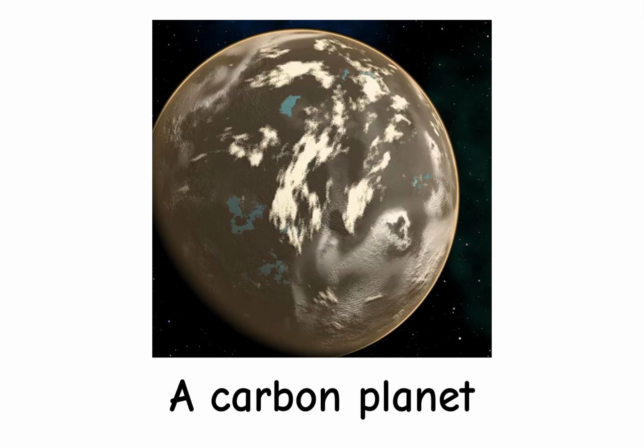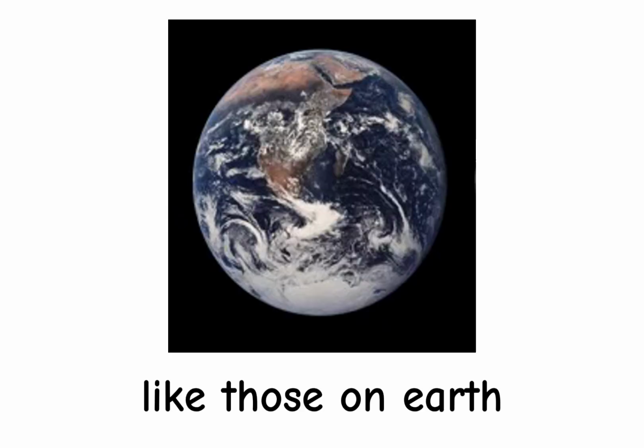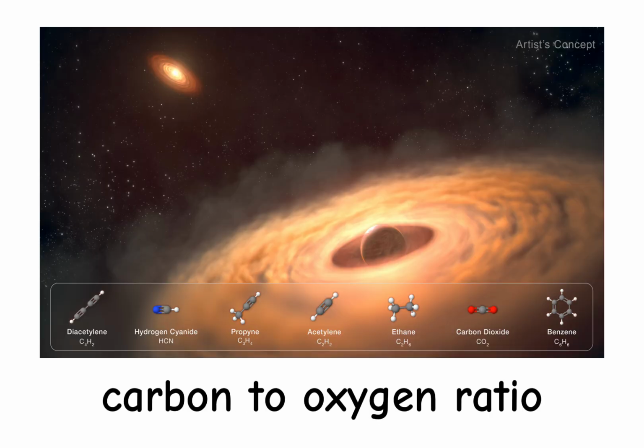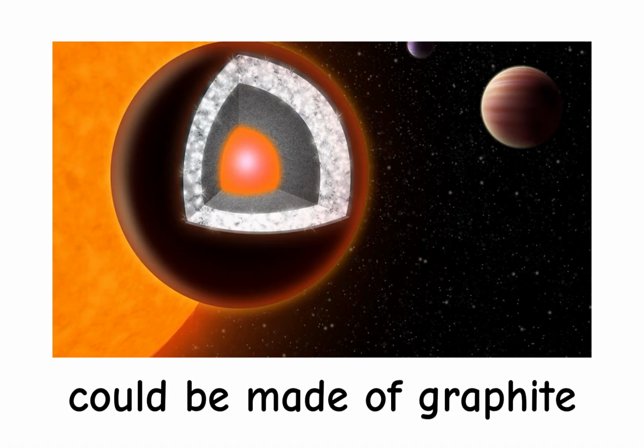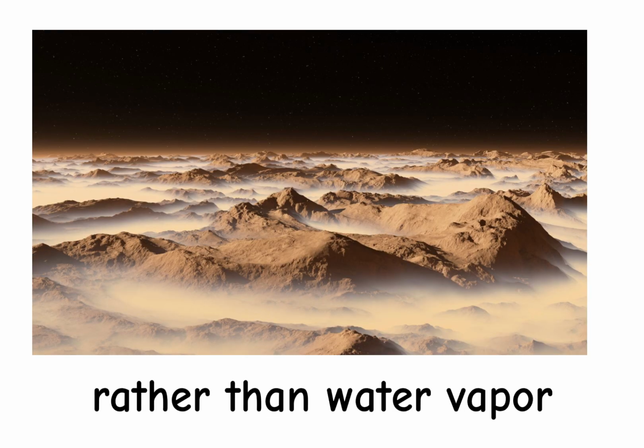Carbon planet. A carbon planet is a hypothetical type of world rich in carbon instead of oxygen-based minerals like those on Earth. If such a planet forms around a star with a high carbon-to-oxygen ratio, its surface could be made of graphite, carbides, or even diamond layers. The atmosphere might contain hydrocarbons rather than water vapor.